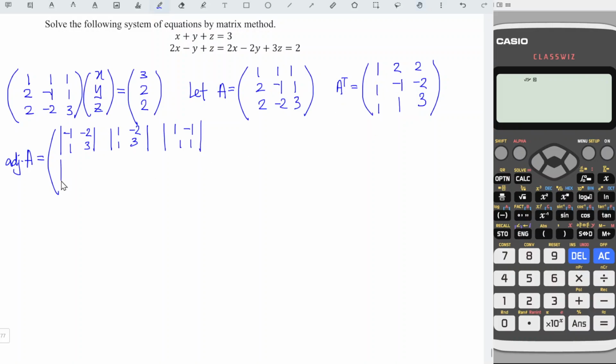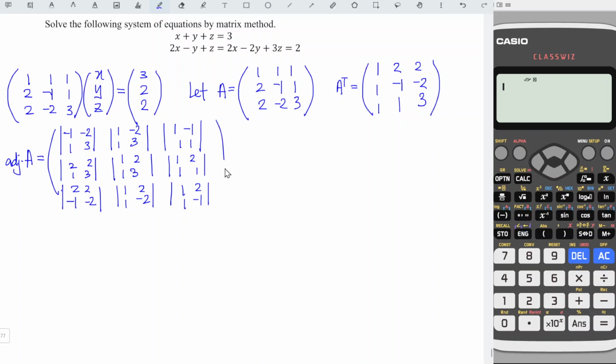Remove, left 2, 2, 1, 3. Remove, 1, 2, 1, 3. Remove, 1, 2, 1, 1. Last row, remove, 2, 2, minus 1, minus 2. Remove, 1, 1, 2, minus 2. And lastly, remove, 1, 2, 1, minus 1.